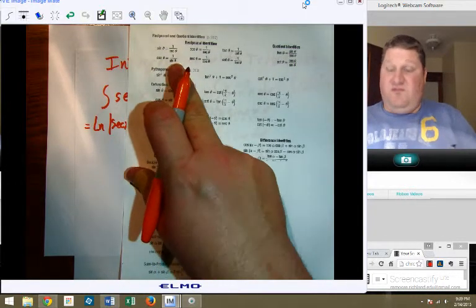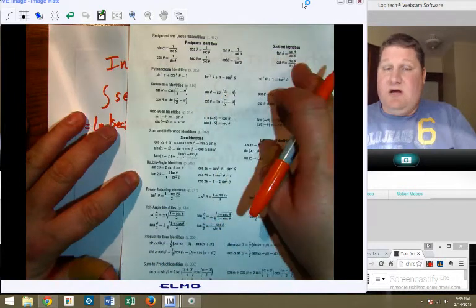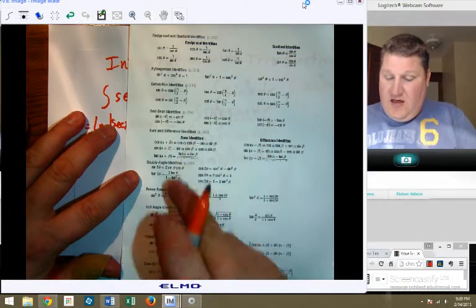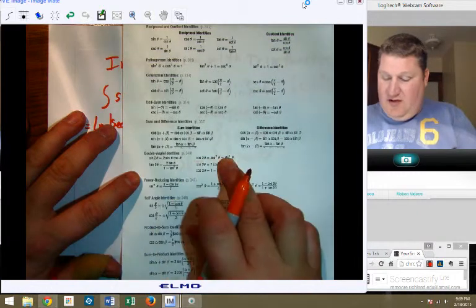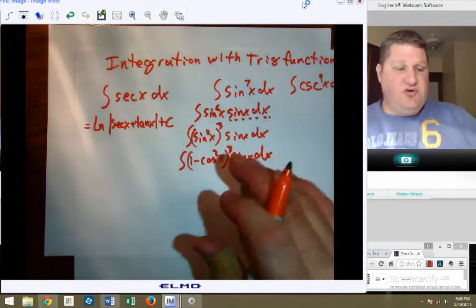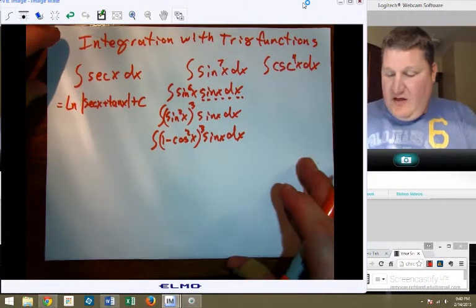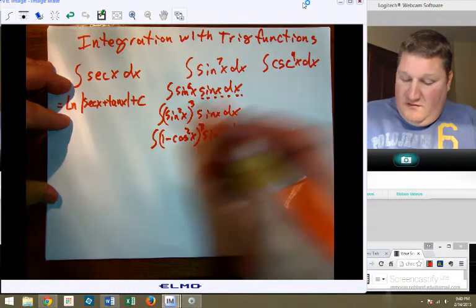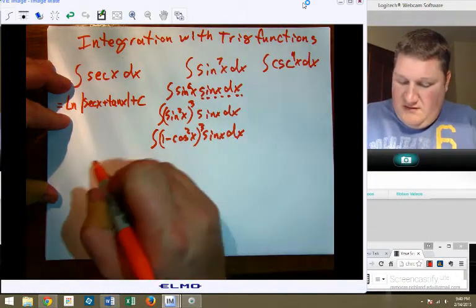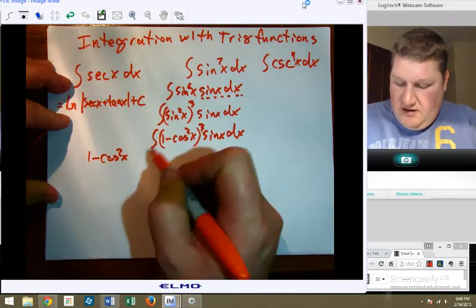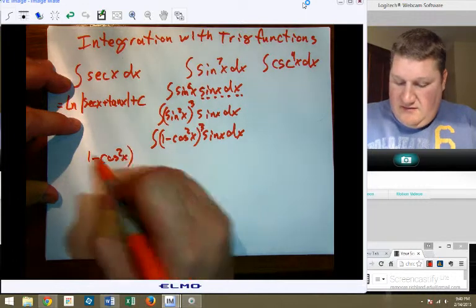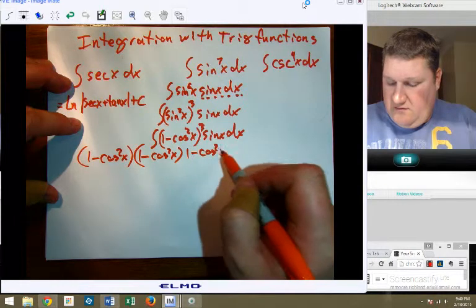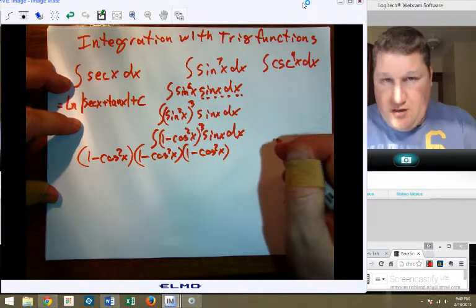The identities you're going to need are, of course, the reciprocals, which we use all the time, the quotients, which we use all the time, the Pythagoreans, which are used a lot of the time, and in particular, a couple double angle properties. Using some of those are your main properties that you're going to need. Now, unfortunately, we do have to multiply all of this out. So, to solve all this, I would say 1 minus cosine squared x times 1 minus cosine squared x, 1 minus cosine squared x, and then start foiling it all out.